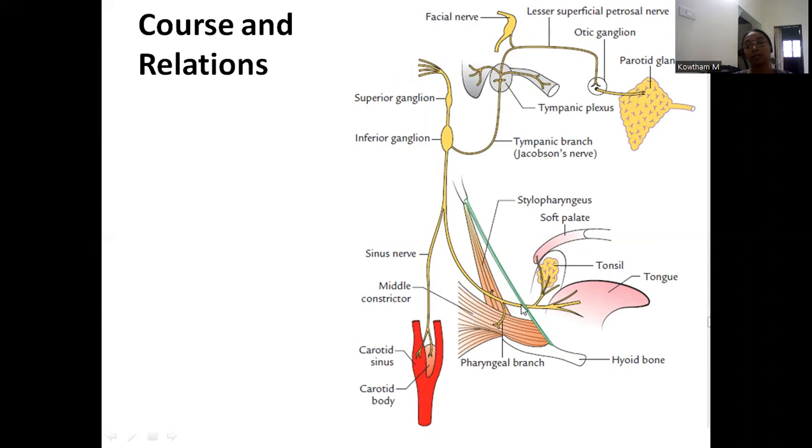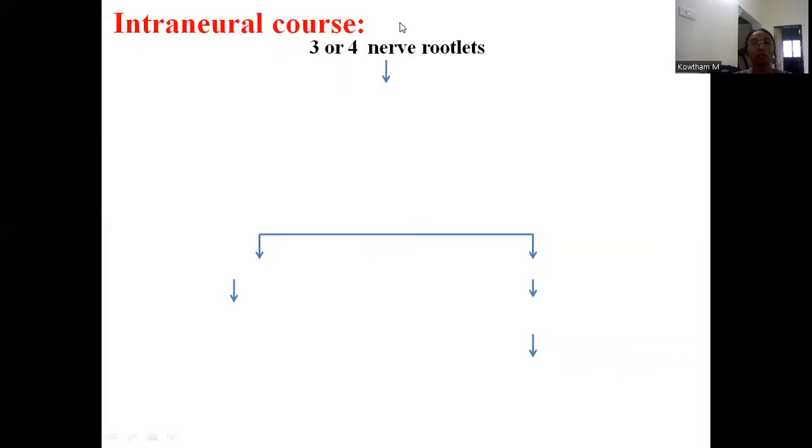Then the main trunk again goes on and terminates by dividing into the tonsillar branch and the lingual branch. So this is the course and the relations of the glossopharyngeal nerve. I have represented all of this in a flow chart.